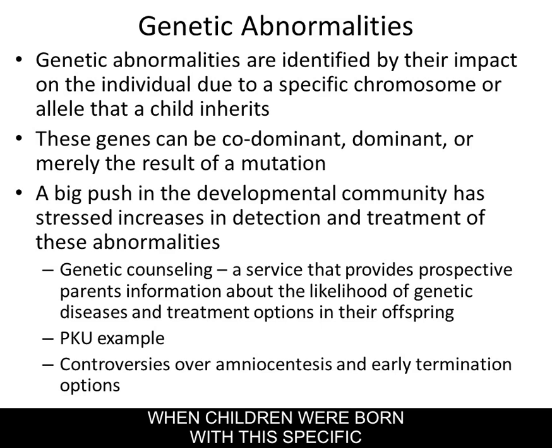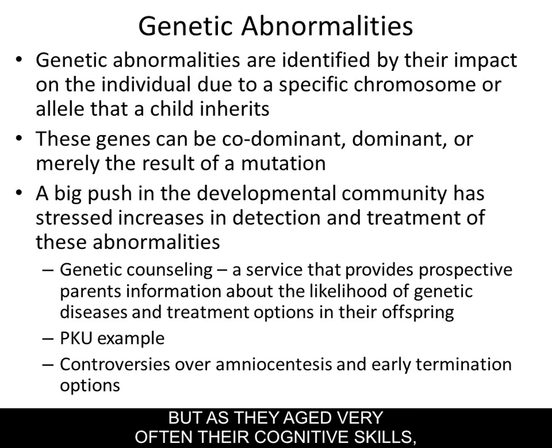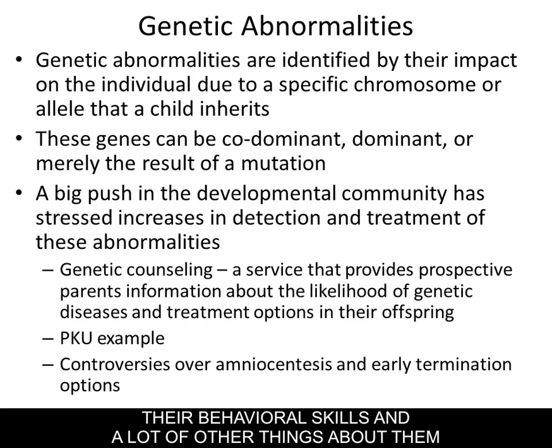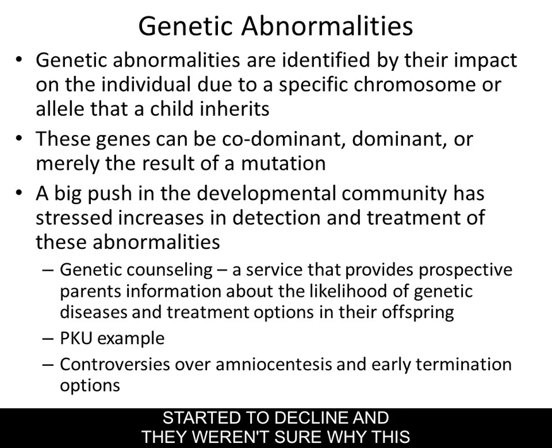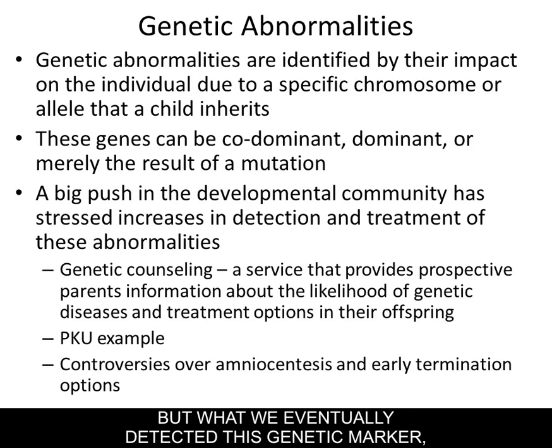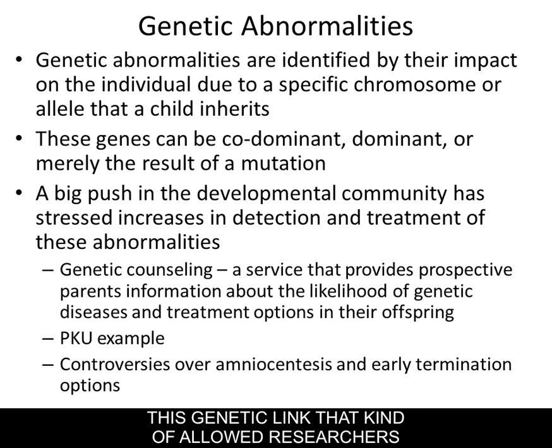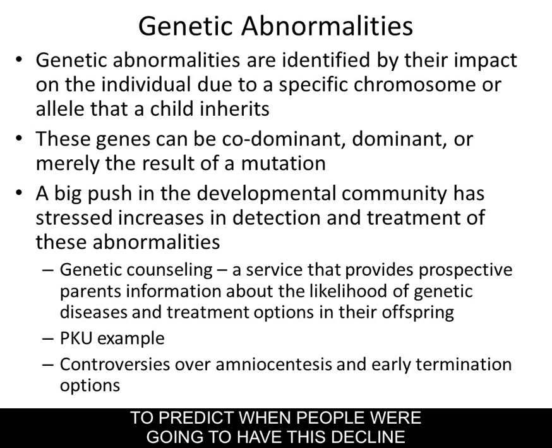When children were born with a specific genetic predisposition, they were born looking 100% healthy, but as they aged, very often their cognitive skills, their behavioral skills, and a lot of other things about them started to decline, and they weren't sure why this was the case. But we eventually detected this genetic marker, this genetic link, that allowed researchers to predict when people were going to have this decline.